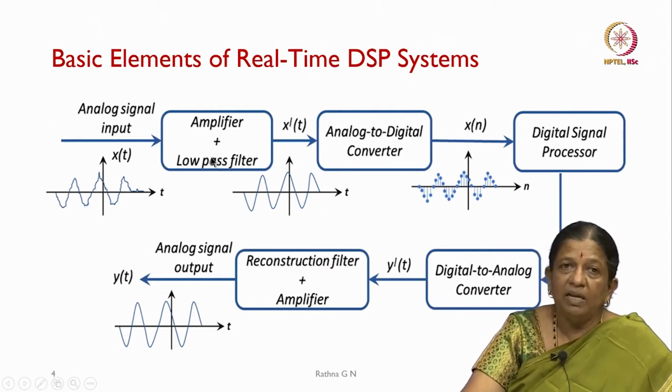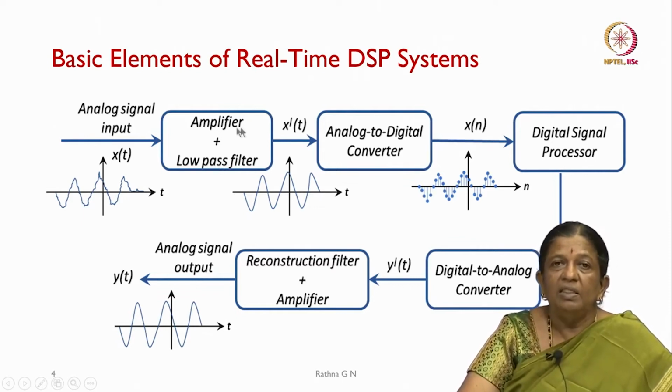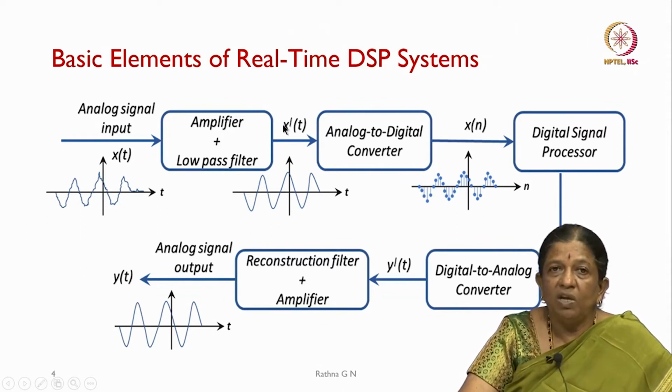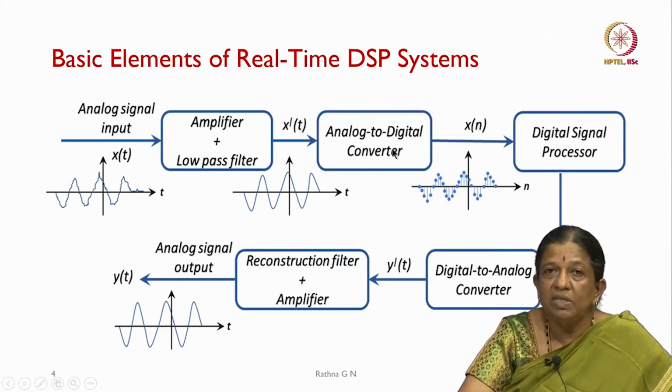So, we will come to the aliasing part of it in a while. Then once we have converted, we call it x dash of t. As you can see, the amplitude is going to be discrete, and it may be continuous in the time domain. Then we pass it through the analog to digital converter, or ADC, which converts analog signals to the digital domain.